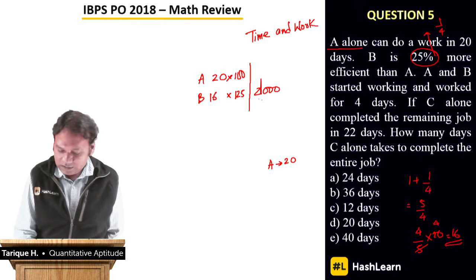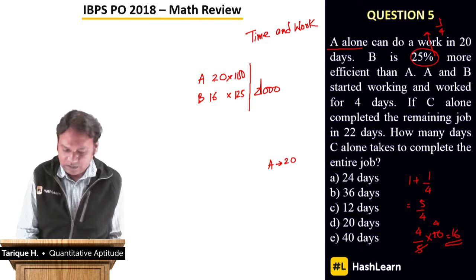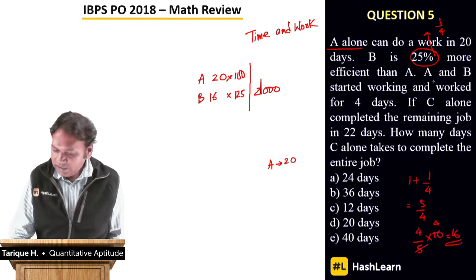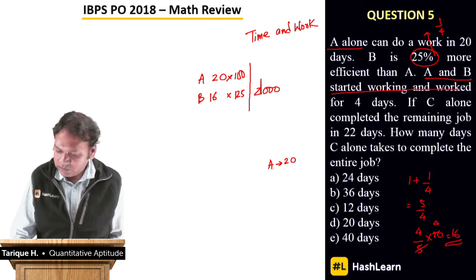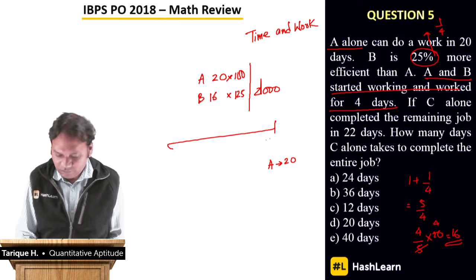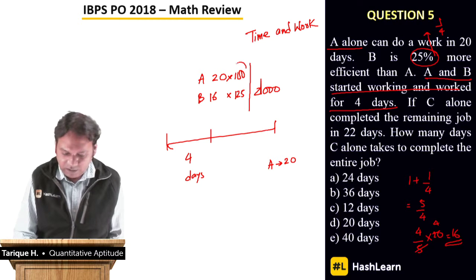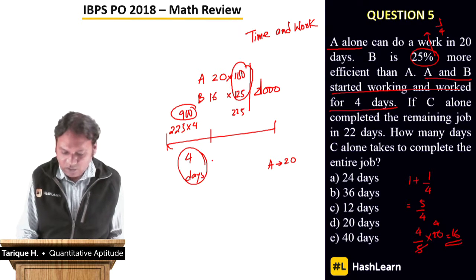So let's say that total work is 2000 and A and B complete the work alone in 20 days and 16 days. A and B started the work and worked together for 4 days. So 100 plus 125, add this, 225. 225 into 4 is 900. That means 900 work was done in 4 days. Now how much work is remaining? Subtract 2000 minus 900. You will say 1100 work is remaining.